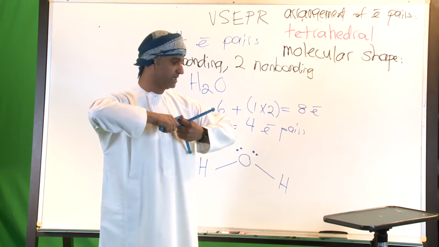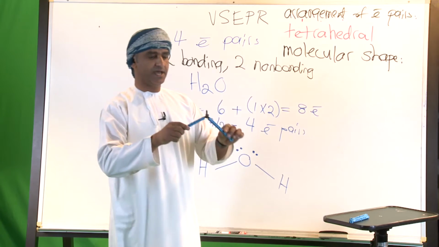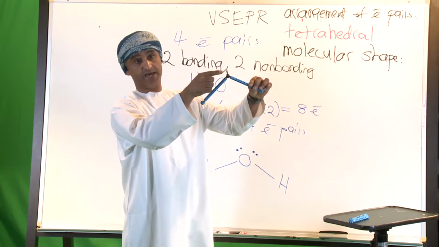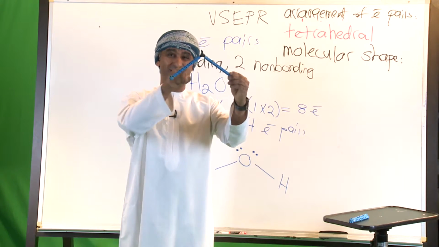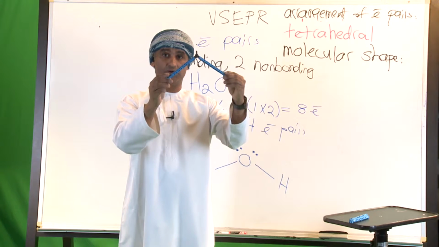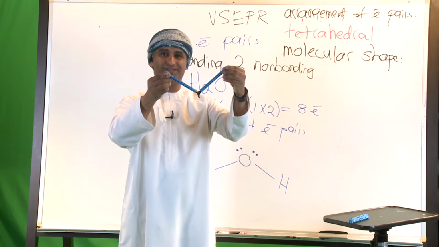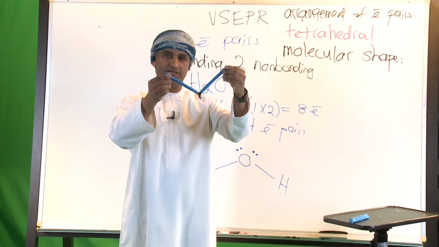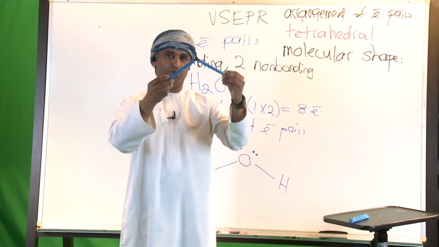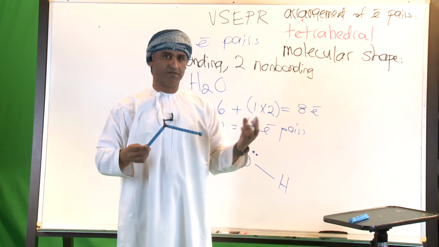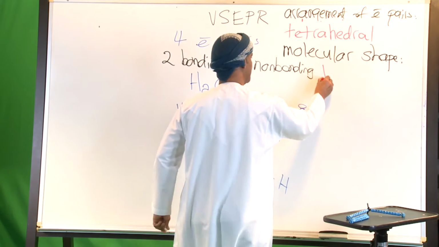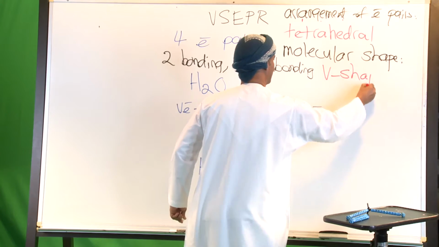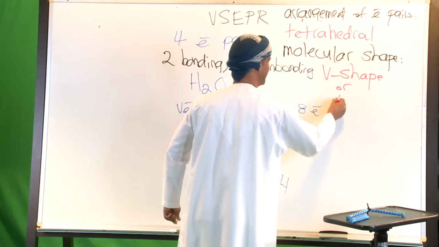So maybe we should take 2 bonds off, and if we do that, we get something like that. So that's like a lone pair. That's another. Now if you look at this shape, this is actually bent. So the molecular shape is bent, or if you turn it upside down, it is V-shape. So the molecular shape of water, in this case, is V-shape or bent, and that's because not all electron pairs are bonding. So the molecular shape is V-shape or bent.